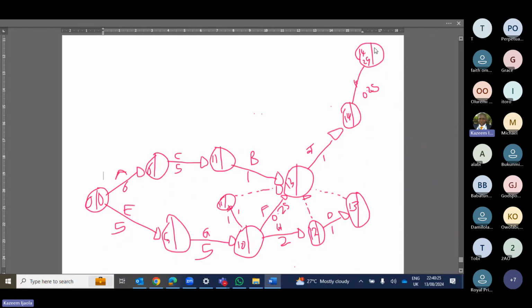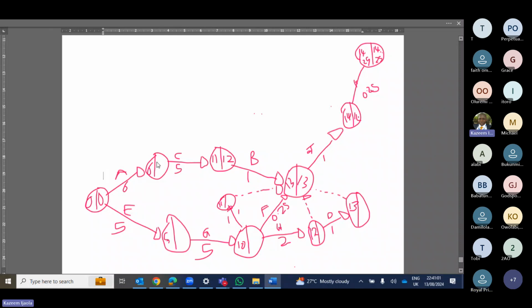So we have 14.25 here. So 14.25 minus 0.25 is 14. 14, right? 14 minus 1 is 13. Now, there will be a problem here. So let's go left first. 13 minus 1 is 12 here. Yes, 12.